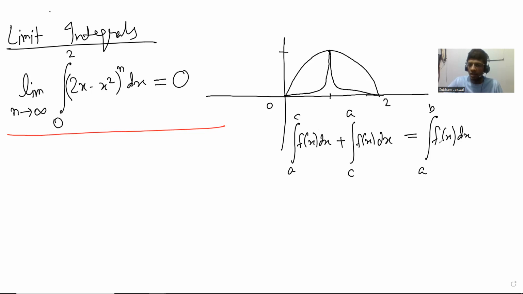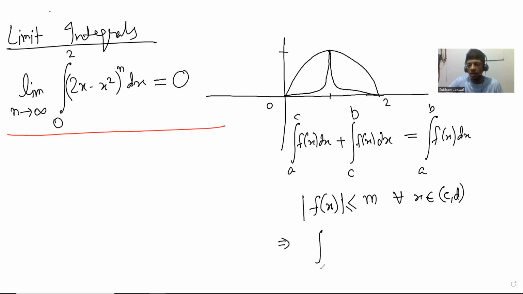So that's c to b, this one property. And the other property which we will use about integrals is that if f(x) is less than or equal to some m, for all x in some interval, then what does that imply?